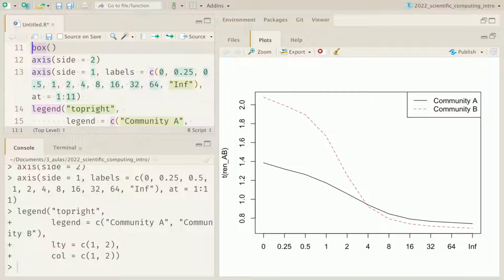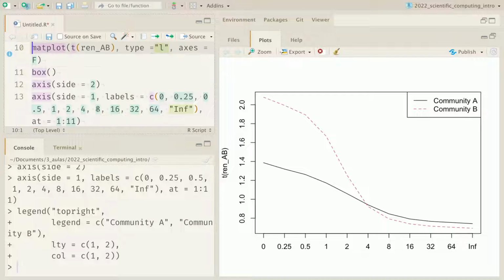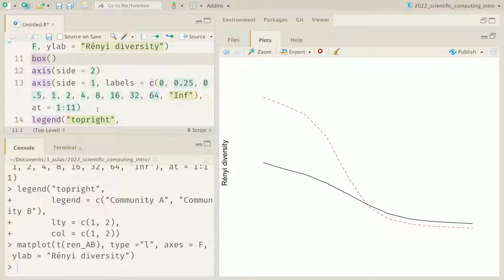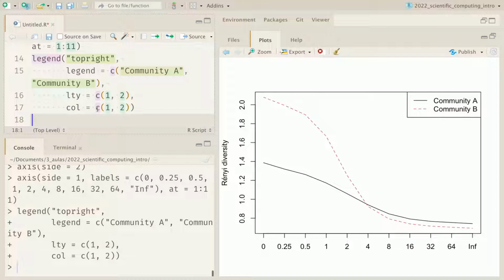I want to change the label on the y-axis, for example, too. So here, ylab, range diversity. Did it solve to replot? It didn't? So just let me check.